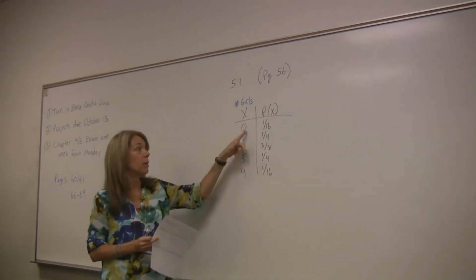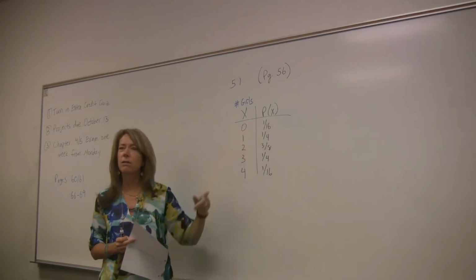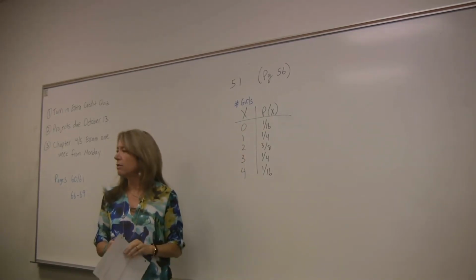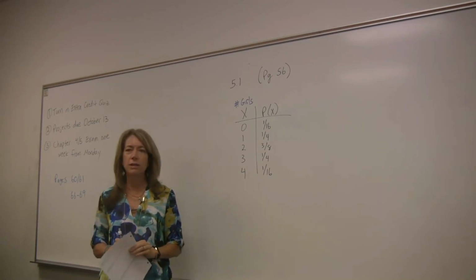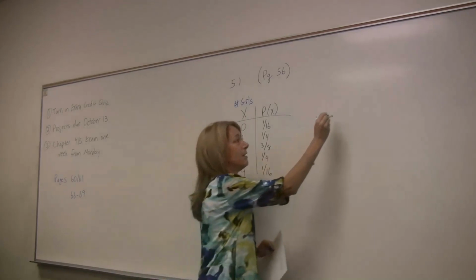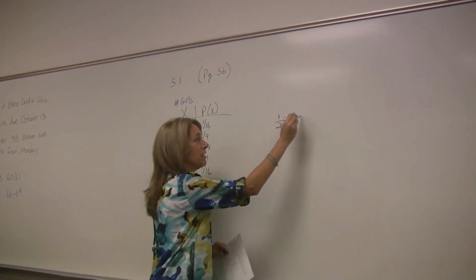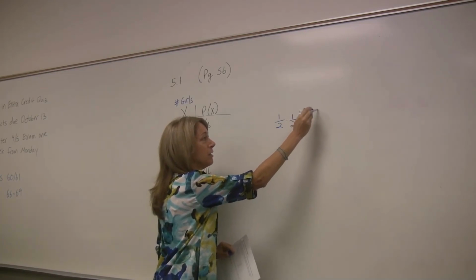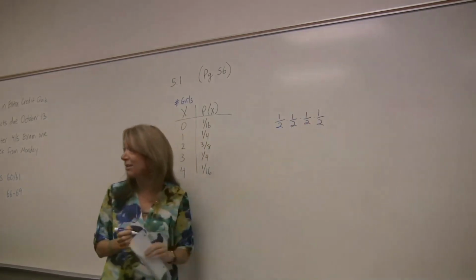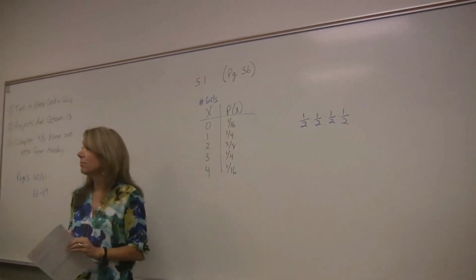For example, the probability of no girls in a family of 4. Here's a little review question for you. How would you find the probability of no girls in a family of 4? Yes, 1/2 to the power of 4. 1/2, so the first one's not a girl, the second one's not a girl, the third one's not a girl, and the fourth one's not a girl. That actually is where that number comes from.